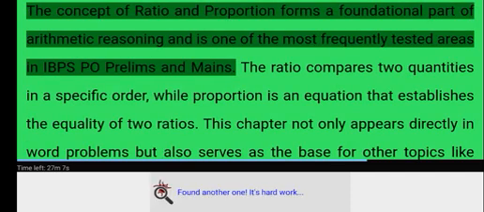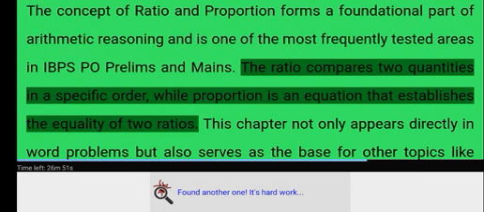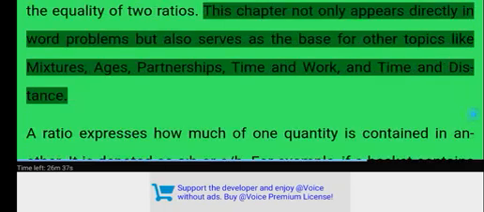The concept of ratio and proportion forms a foundational part of arithmetic reasoning and is one of the most frequently tested areas in IBPS PO prelims and mains. The ratio compares two quantities in a specific order, while proportion is an equation that establishes the equality of two ratios. This chapter not only appears directly in word problems but also serves as a base for other topics like mixtures, ages, partnerships, time and work, and time and distance.